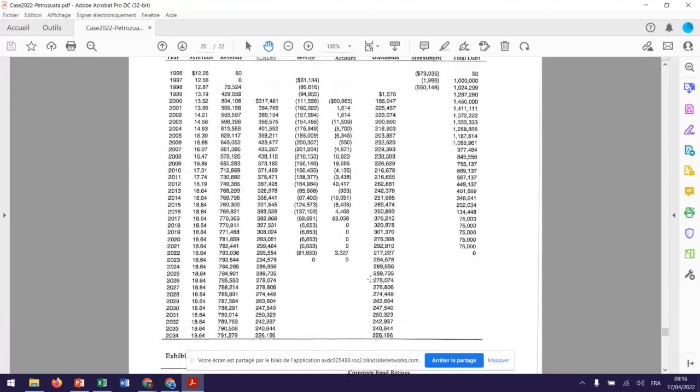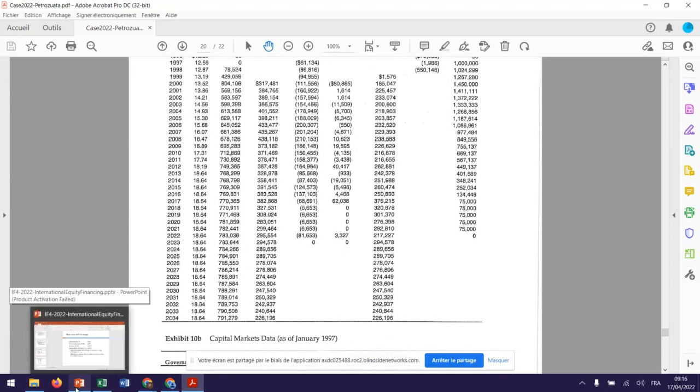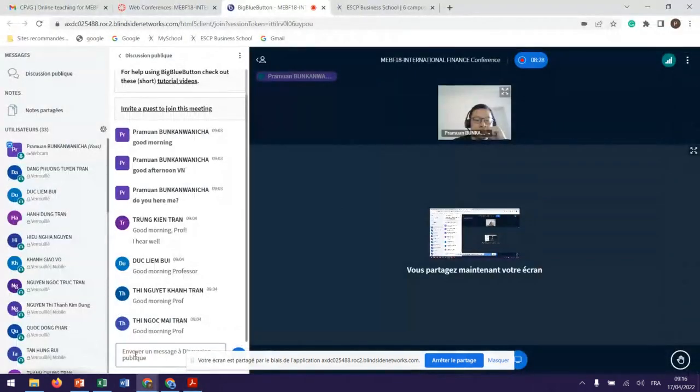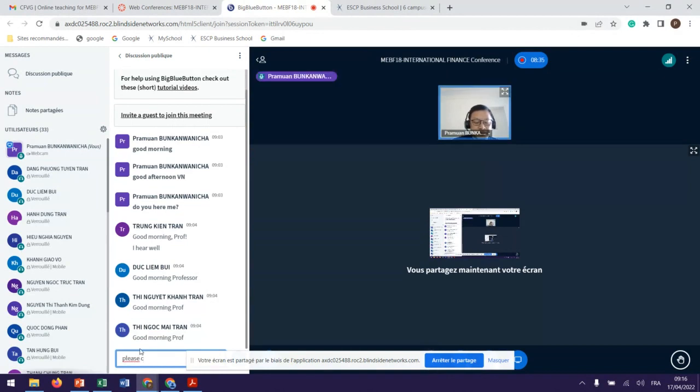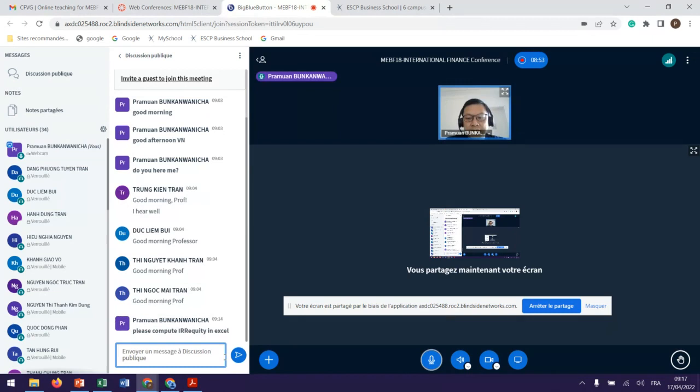Can you do it now in your Excel spreadsheet? You follow? So you put these two columns in one column, and then you use the IRR formula in the Excel spreadsheet and tell me what IRR you get. Why don't you do it now? Please compute the IRR equity in Excel. What is the IRR you get? Anyone want to take the camera on?